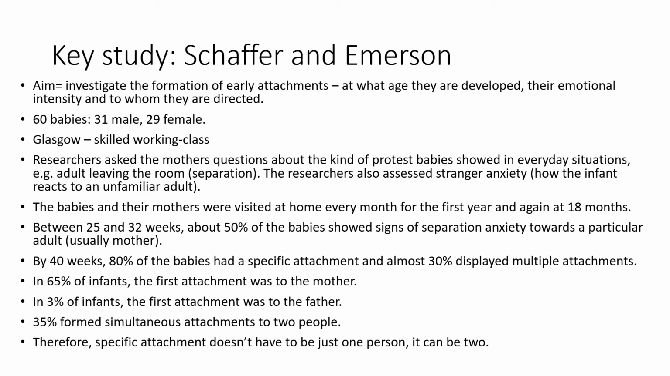In 65% of infants, the first attachment was to the mother. In 3% of infants, the attachment in terms of the first one was to the father. 35% formed simultaneous attachments to two people, so their attachments formed at the exact same time. So therefore, specific attachment doesn't have to be just one person, it can be two, as we can see that 35% are attaching to two people.